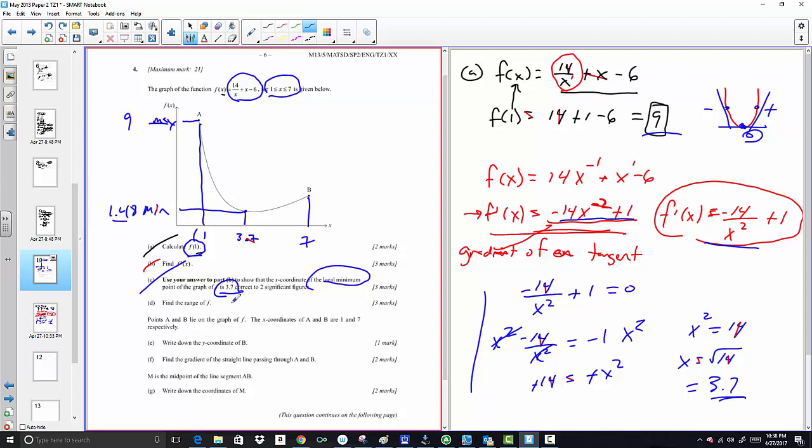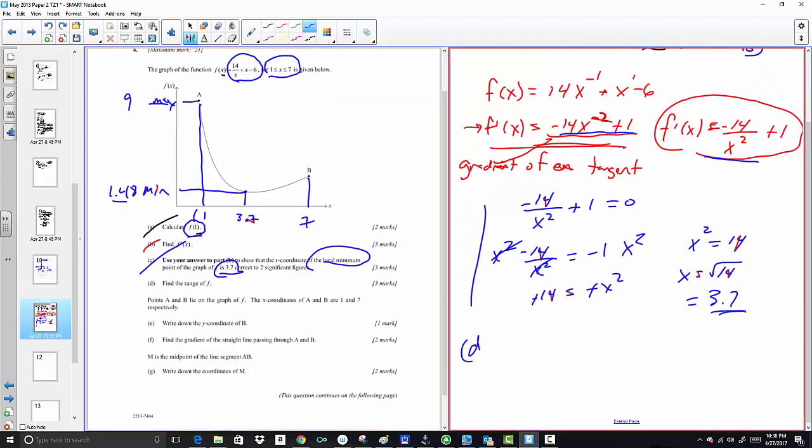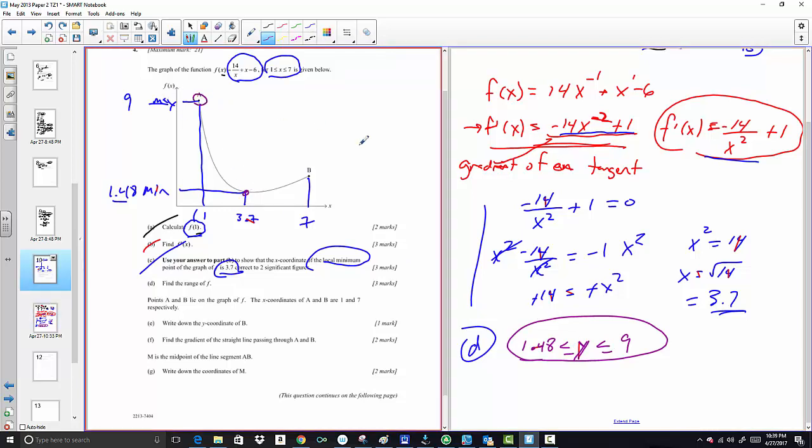So the range can be written for this question. Let's move it down here. Part D, the range can be written, let's change the color to purple, is that y will be greater than 1.48, but less than 9. And it's important that you write it like this. And we could also say equal to, because these are inclusive. That's a point, and that point is a closed circle. So this is your answer for part D.